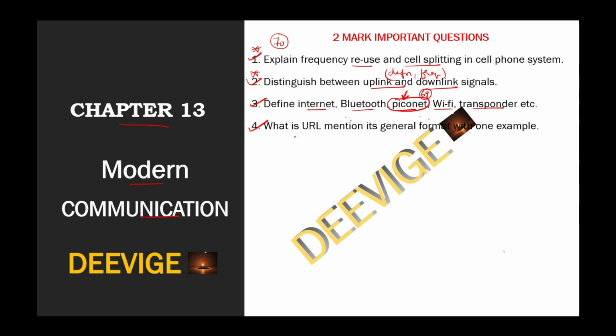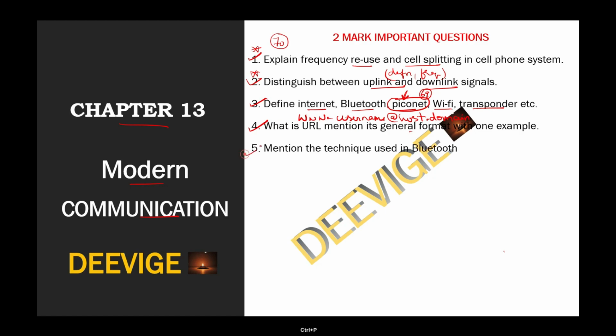The next question is, what is URL? Mention its general form. URL means Universal Resource Locator. This general format is www.username@host.domain.